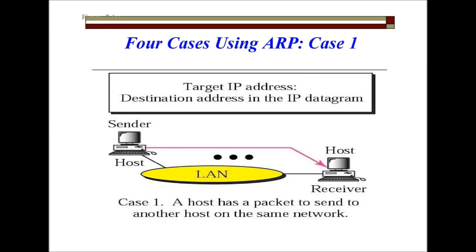There are 4 cases using ARP. So this is case 1, which is shown in this diagram. Target IP address, destination address in the IP datagram. You can see two host devices, sender device and receiver device, and the communication of these two devices is in local area network or LAN network. So case 1, a host has a packet to send to another host on the same network. So if these two hosts or these two computers are on the same network, in local area network, when the packet will be transmitted from source to destination, we will say that this packet is in the same network.